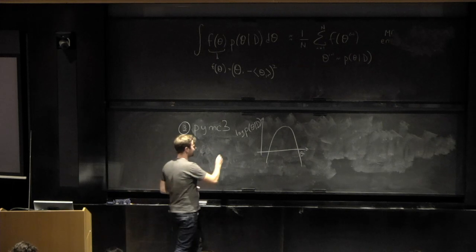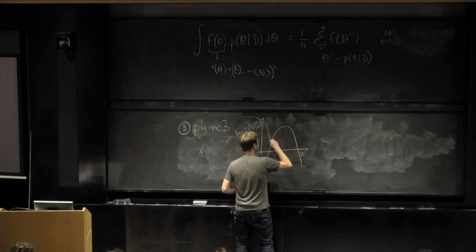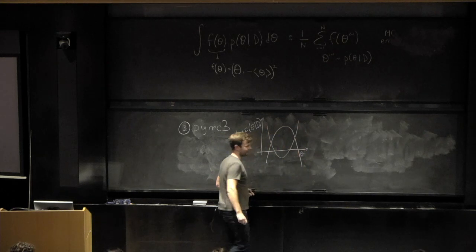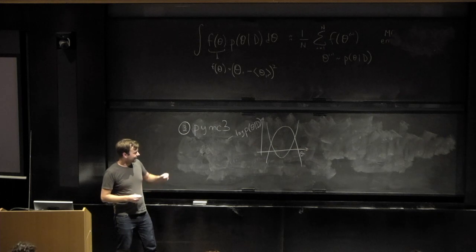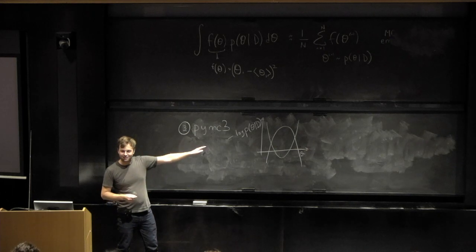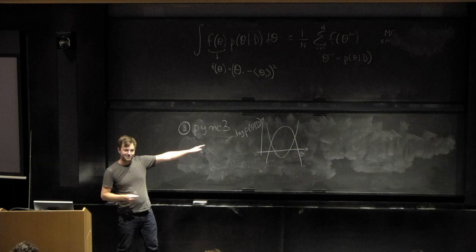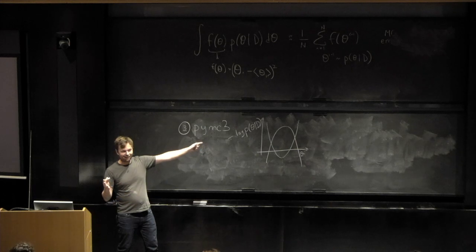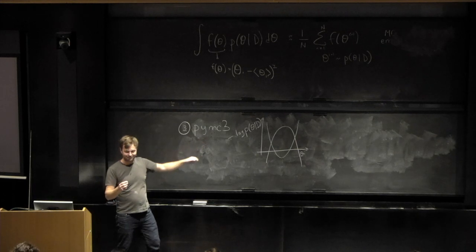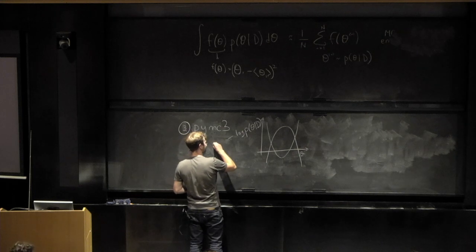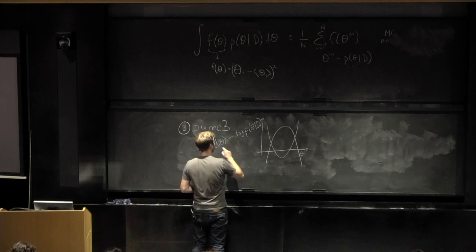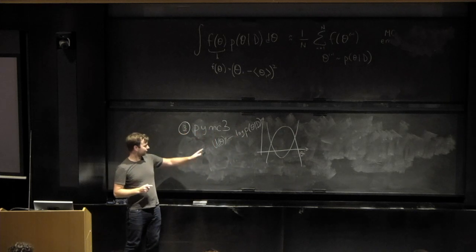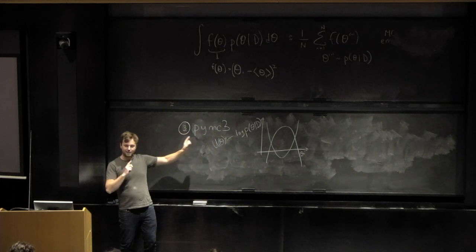Seems you can't stop me. I always loved it when my quantum mechanics teacher said that, so now I get to say it. And now, what does this look like? This looks like a potential energy, right? Yeah, we're all physicists, right? That's what they think. And so if we call this U of theta, the negative log probability, we're now imagining it as a potential energy.